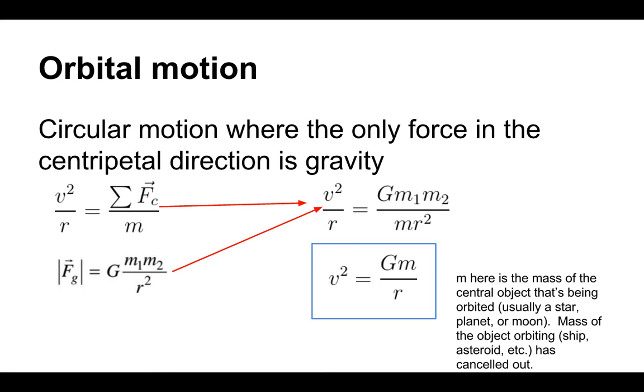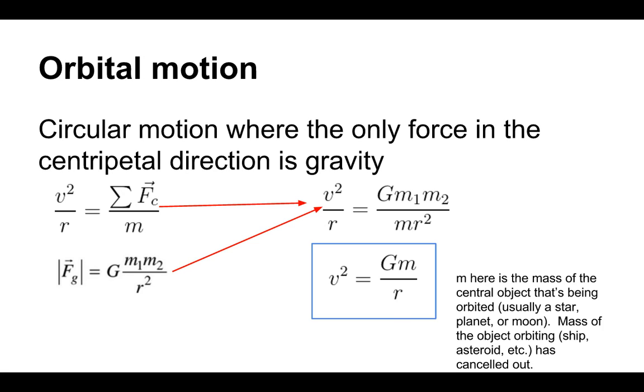So here the arrows show that we substitute these two equations. We put these two equations together. The force toward the center of the circle is the gravitational force. So if I replace that net force in the centripetal direction term with big G m1 m2 over r squared, then I can get an equation for orbit. V squared over r equals the force, big G m1 m2 over r squared, divided by m.